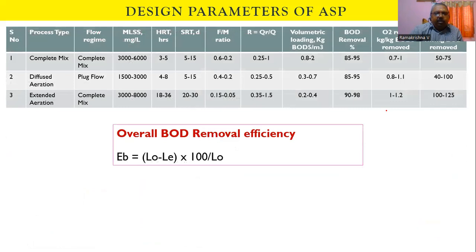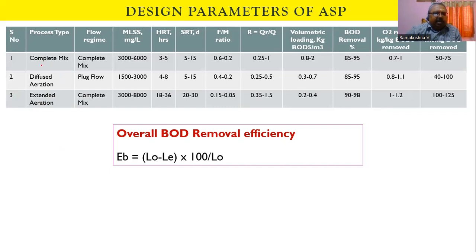Now we'll look at the overall BOD removal efficiency. That is one parameter. We see what is the initial value of the BOD entering the aeration tank, L0, and what is the BOD value leaving, LE, and take the difference with respect to the initial value of BOD entering the aeration tank, L0. We take that as a percentage, and that is the overall BOD removal percentage. And these are the design parameters of the activated sludge process that we discussed.